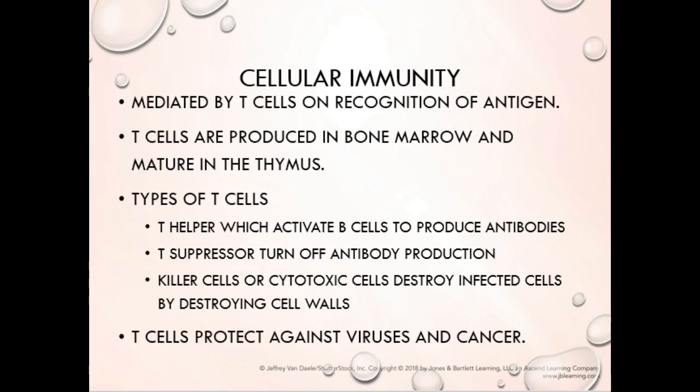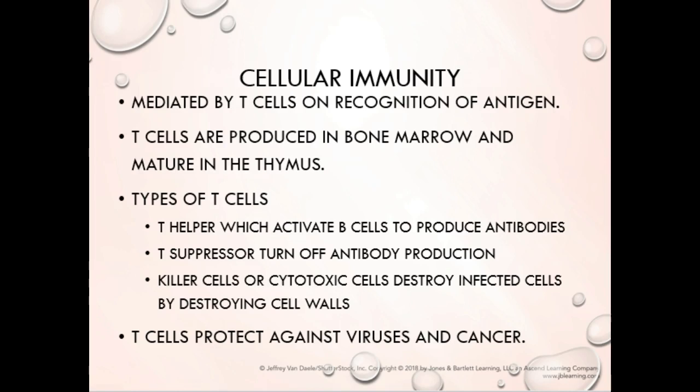And these T cells are called T cells because they actually mature in the thymus. The thymus is a little fatty pad that's right behind your sternum. It's not made up of fat entirely, but it looks fatty if you were to look at it. And that is where these T cells mature.